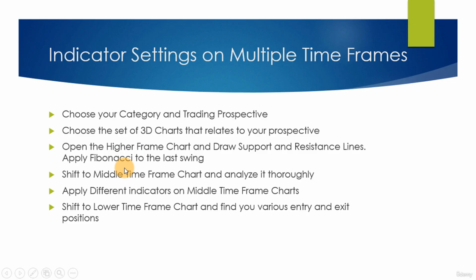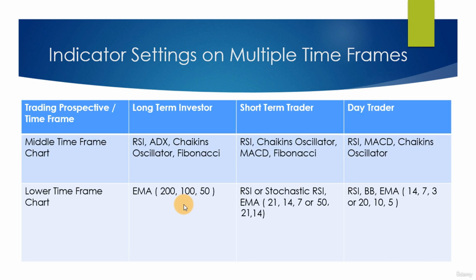Last but the most important step is shift to lower time frame chart and find your various entry and exit positions that you can make in between the current trend based on moving average crossovers and other indicators. If you are a long-term investor, then on lower time frame chart, that is the daily chart in this case, your set of moving average combination will be 200, 100 and 50 EMA. Do not use any other indicator on this chart because your perspective is long-term investment. As long as 50 EMA is above the 100 EMA, you can hold your trade and exit the trade when 50 EMA crosses down the 100 EMA.